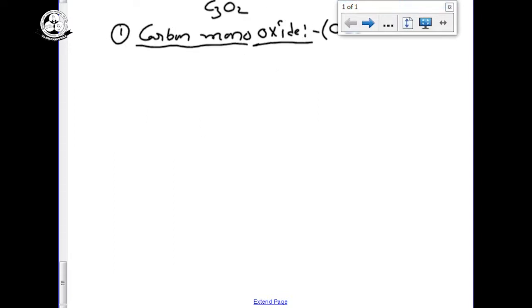This is carbon monoxide. First we will see the preparation, then we will discuss the properties. Preparation: first we will see how to prepare carbon monoxide. The most familiar and general method for us is the reaction of carbon with an insufficient supply of oxygen, which gives carbon monoxide.